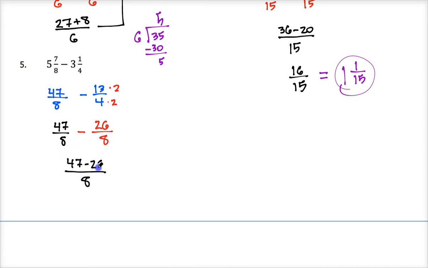47 minus 26 is 21. So 21/8. And now we'll divide 8 into 21. 8 will go into 21 2 whole times, and my remainder is 5. So this becomes 2 5/8.